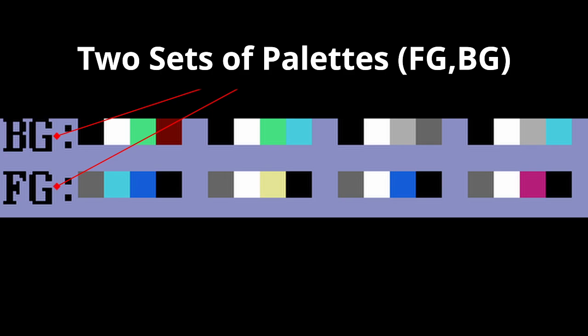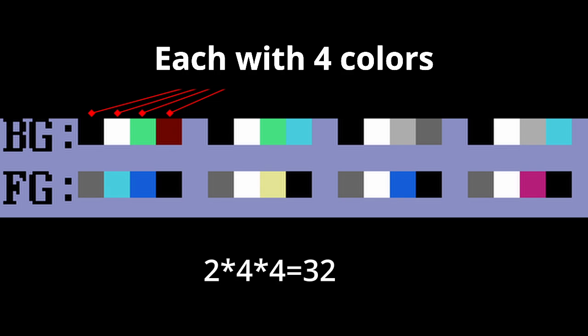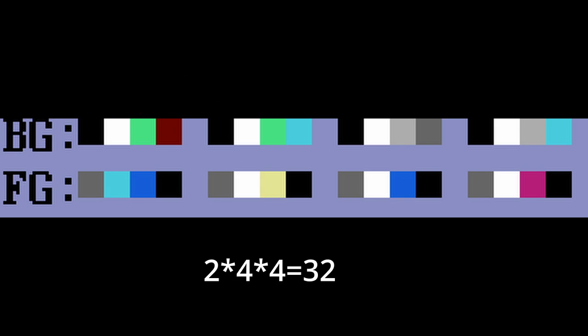We have two groups for background and foreground. Each set has four palettes, and each palette has four colors. 2 × 4 × 4 is 32, and 1 byte per color. There is a fair bit of interaction going on here, so it might be helpful to illustrate with an example.